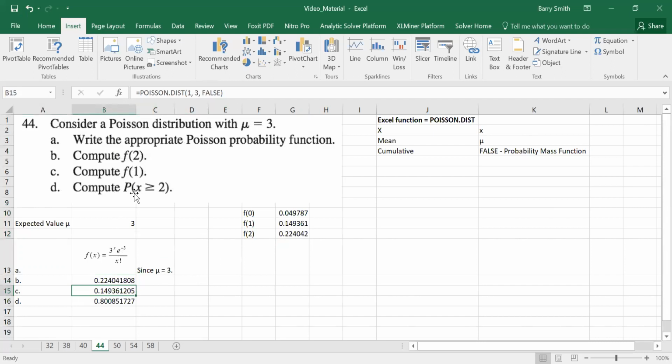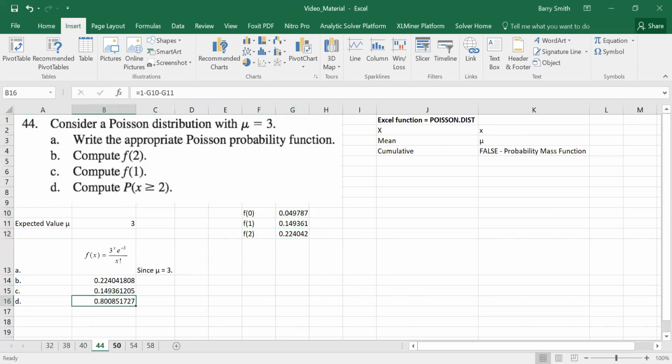And the last one, P greater than or equal to 2. Well, I'm just going to take 1 minus the other 2. I guess I used these 2 here, but I have to do these because I forgot the 0, greater than 2. So I want to add those 2 together, subtract that off of 1, and then that gives me this value here.